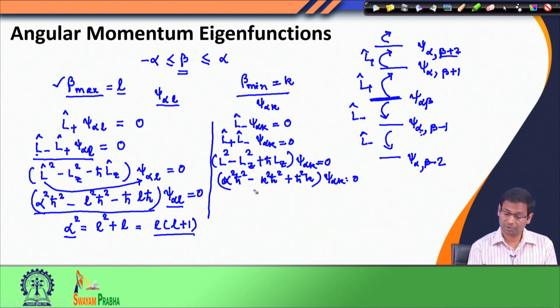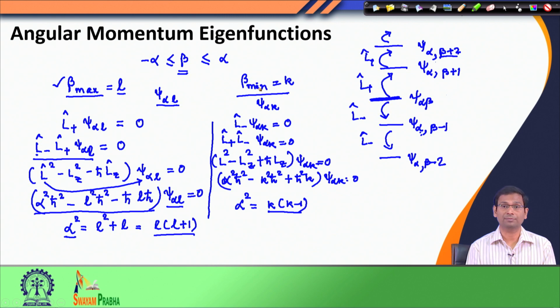So, you would see when you solve this, you would come to this point where alpha square is k into k minus 1. Now, what is k? K is the minimum value of beta. What is L? L is the maximum value of beta. Now, I see this alpha square is equal to L into L plus 1, and the same alpha square is also equal to k into k minus 1. So, therefore, I have this relation: L into L plus 1 is equal to k into k minus 1.